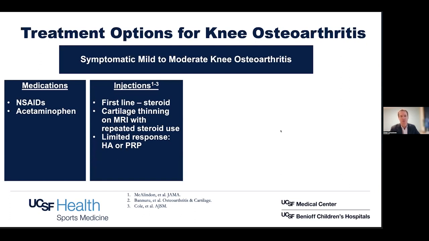There are reports and prior studies where you can have cartilage thinning with repeated steroid use. There's no question that it can cause some damage to the articular cartilage. So it's certainly not good for use in a completely normal joint. But I do think judicious usage for symptomatic management still has a role. And if patients have a more limited response to cortisone injection, our other injection options are hyaluronic acid and platelet-rich plasma. We'll talk a little bit about that in the coming slides.